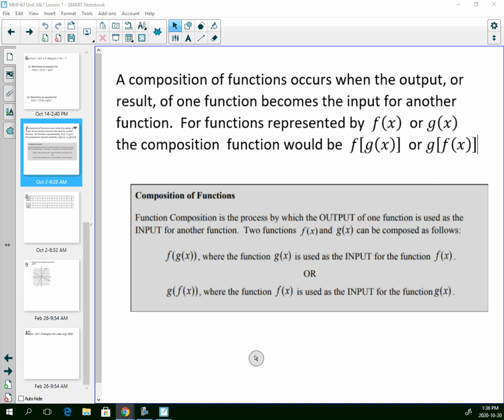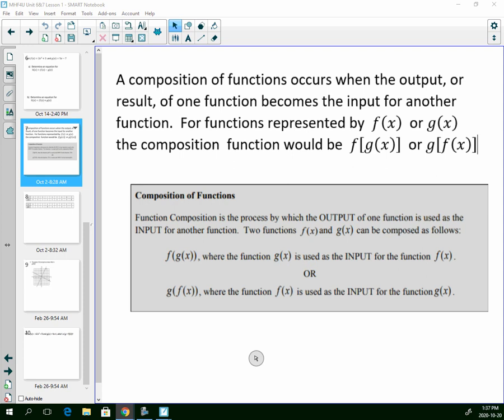Okay, so here is the definition of a composition of functions. So a composition of functions, you often see the word input and output. So it's kind of like a machine. So you are going to take a value for x, and that is your input. And then you're going to plug it into an equation or a function, and then you get an output. So that output is generally y.